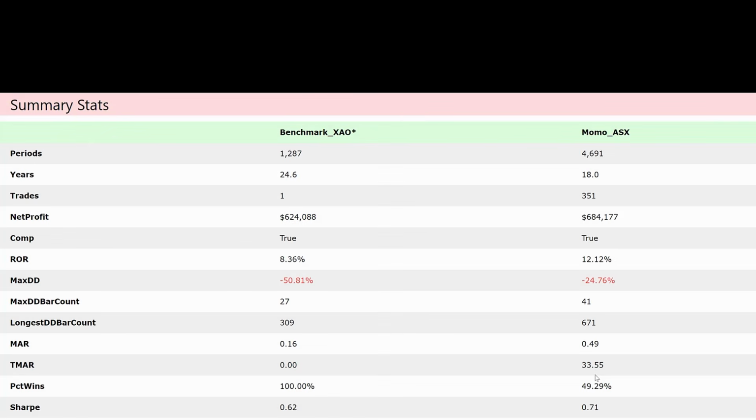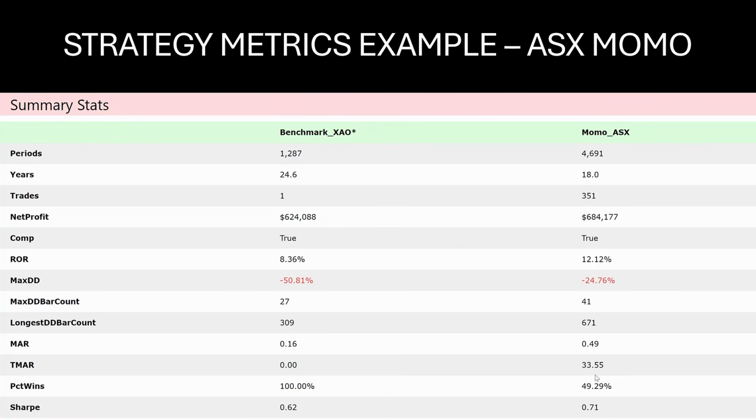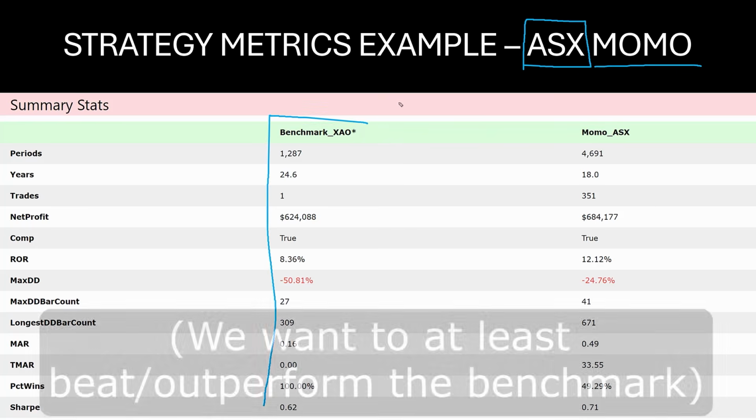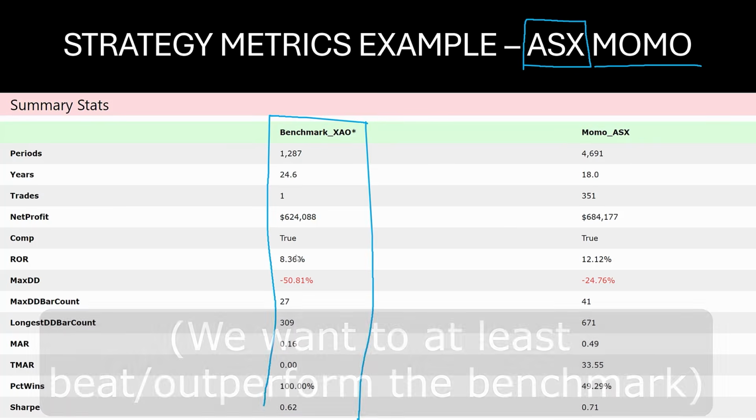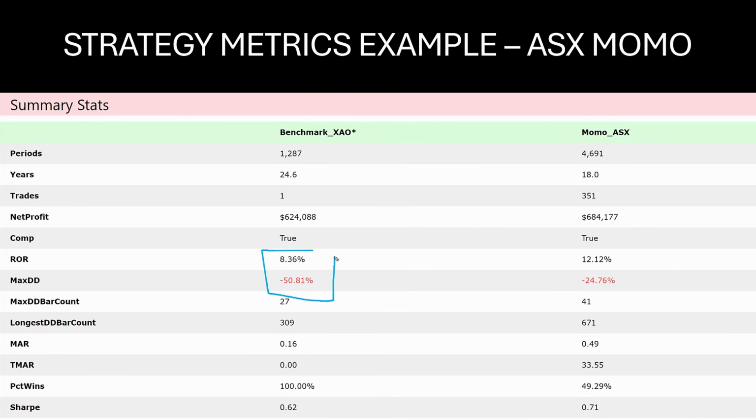So here is an example of a strategy that I have been working on developing. Let's have a look at its metrics. So here we have the benchmark. In this particular case, this is an Australian stock market relative momentum system. And so the benchmark is buying and holding an Aussie market ETF, basically, that tracks the underlying market. You can see here that the benchmark, if I were to just stick my money in an ETF and forget about it, I'd be looking at about an 8% annual rate of return, which is not bad.